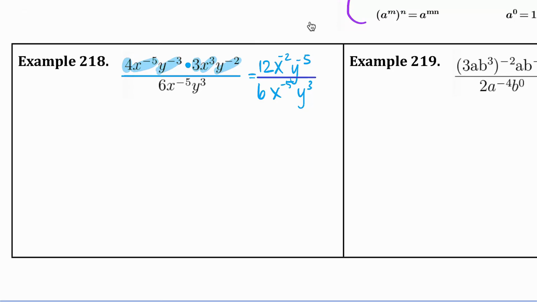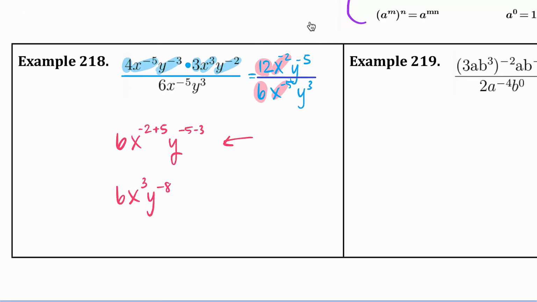So if we start out with our coefficients, we're going to divide our coefficients. 12 divided by 6 is 6. Be really careful when we're working with negative exponents, especially when we're subtracting. So we're going to do our top minus the bottom. So negative 2 minus negative 5. That's going to change to negative 2 plus 5. And then for our y's, we're going to have negative 5 minus 3. And again, you don't have to write out this step. This just shows you what's happening. So let's simplify that. We get 6x to the negative 2 plus 5 is 3. y to the negative 8th power.